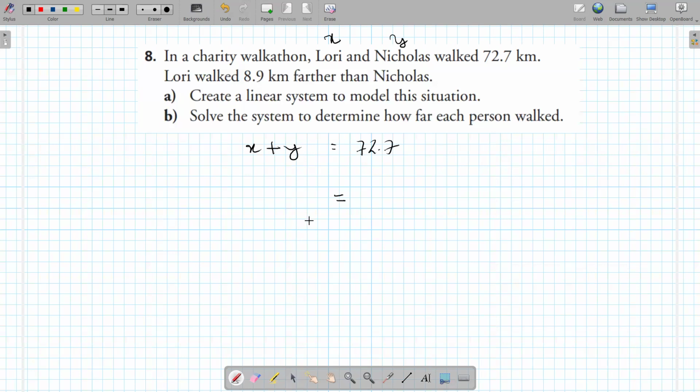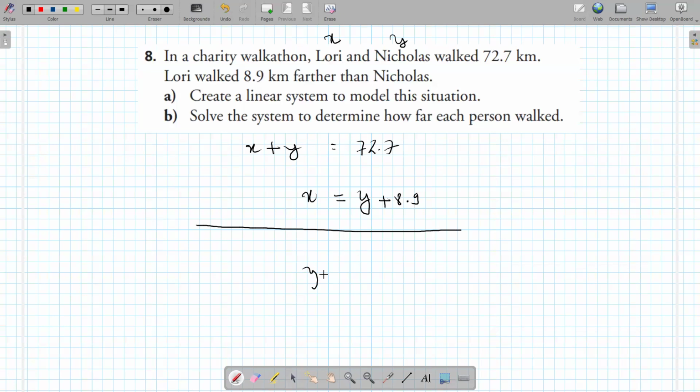So let's say Nicholas walked y kilometers, okay? How much did Lori walk in terms of y? Plus 8.9 or minus 8.9? Plus. All right, so is this a substitution or elimination? Substitution. Yeah, it's a substitution.